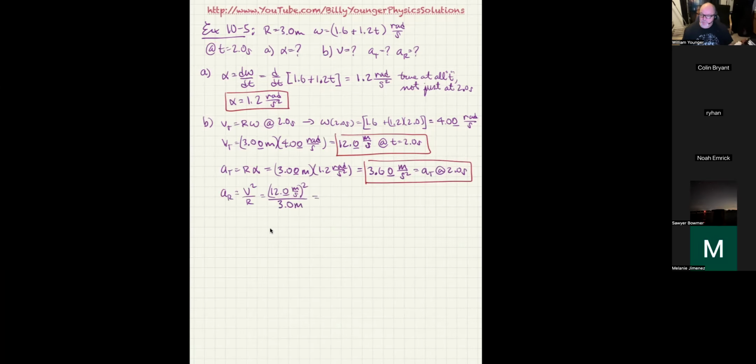12 squared is 144. 3 goes into 120 40 times. Then it goes another 8 into 24, so that's 48. So the centripetal acceleration is radially inward, and it's going to be 48.0 meters per second every second, equal to A radial.